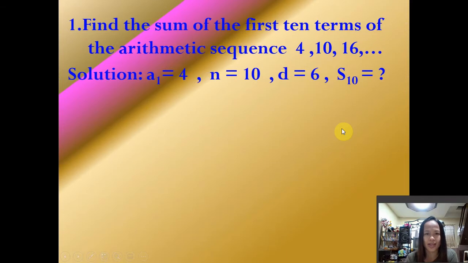Okay, so let's try to solve this first problem. Find the sum of the first 10 terms of the arithmetic sequence 4, 10, 16.